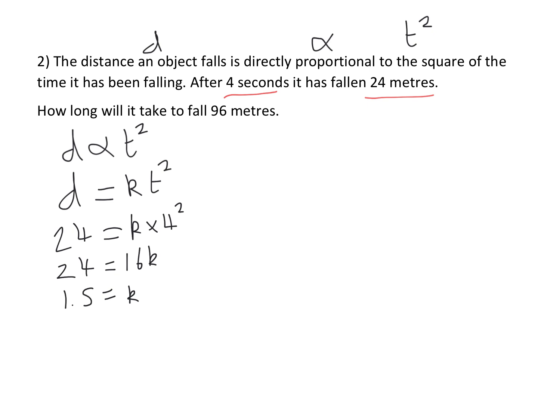Now, why have I done that? That has given us an equation now that d is equal to, instead of k, we've got 1.5. And we can do anything with that. What do we want to do with it? d equals 1.5 t squared. In this question, we want to use it to find how long it will take to fall 96 meters. So the distance is going to be 96.